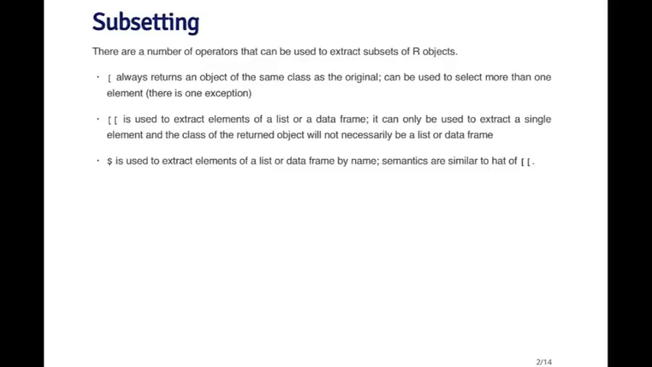The dollar sign is used to extract elements of a list or a data frame that have a name. Objects can have names, and one of the reasons you use names in an object is so that you can reference elements of that object by the different names. Otherwise, the semantics of the dollar sign are similar to the double bracket, in the sense that when you use the dollar sign to extract an element of an object, it may or may not be of the same class as the original object.